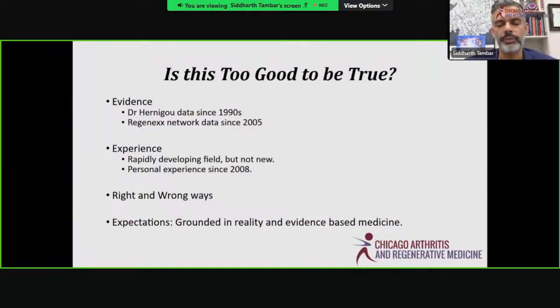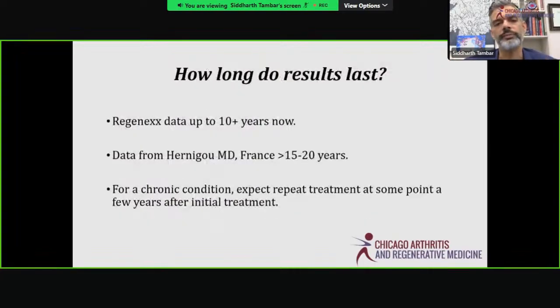Your expectations should be grounded in reality and evidence-based medicine, and your doctor should be able to communicate that with you. How long do results last? Again, there's data that goes out 20 plus years now from Dr. Hernigue. Regenetics has over 15 years of data. What I still tell people is, if you have a chronic condition, expect that a repeat treatment at some point in a few years after initial treatment will be needed.